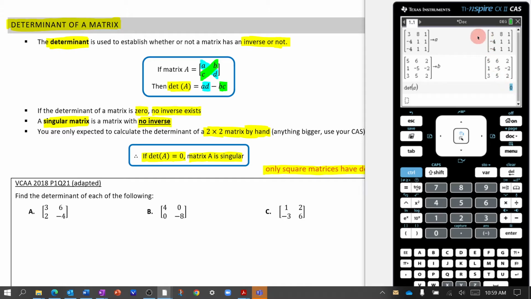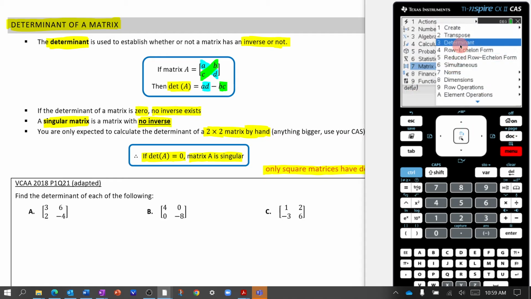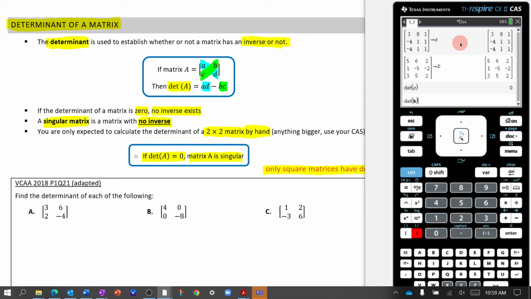So what that means is matrix A is what we call a singular matrix. If the determinant of A is 0, matrix A is singular. So matrix A is a singular matrix, which means an inverse does not exist for it. In contrast, if we were to find the determinant for matrix B, so menu, matrix, determinant, and now I'm finding it for matrix B, as you can see, I don't get 0 out, I get a number out, which means matrix B does have an inverse matrix.